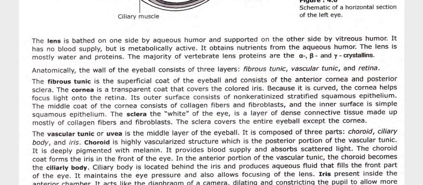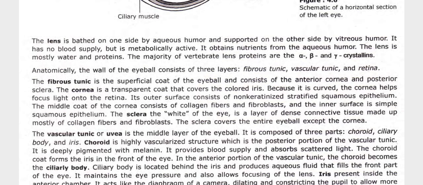by vitreous humor. It has no blood supply but is metabolically active. It obtains nutrients from the aqueous humor. The lens is mostly water and proteins. The majority of vertebrate lens proteins are the alpha, beta, and gamma crystallins.